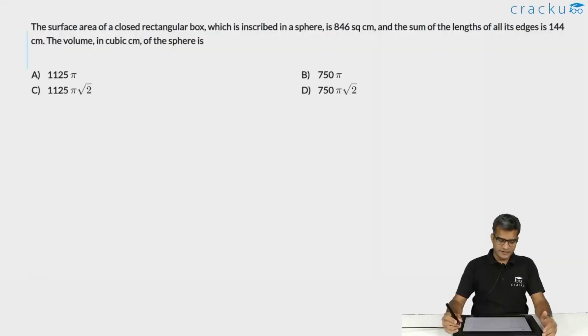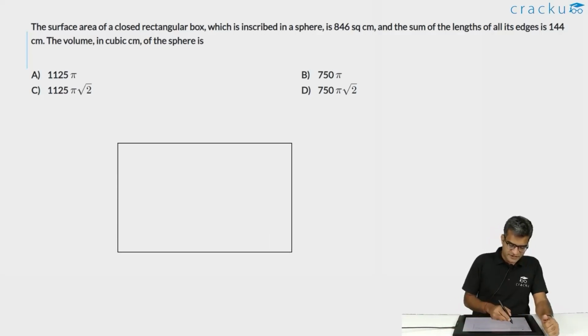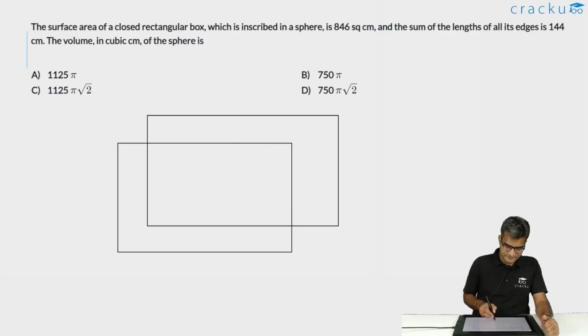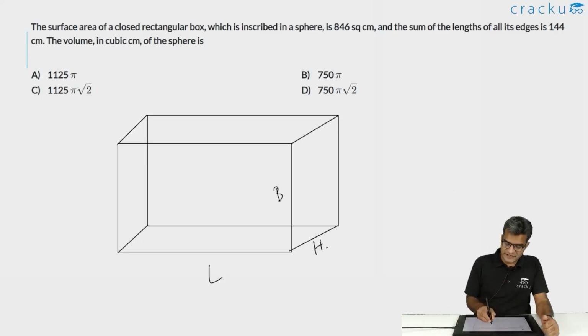In this question, we are told that the surface area of a closed rectangular box, which is inscribed in a sphere, is 846 square centimeters. So if you assume that the rectangular box, which is a cuboid, is something like this. Let the length be L, let the breadth be B, and let the height or the width be H. So the surface area is 2 times L into B plus B into H plus H into L.